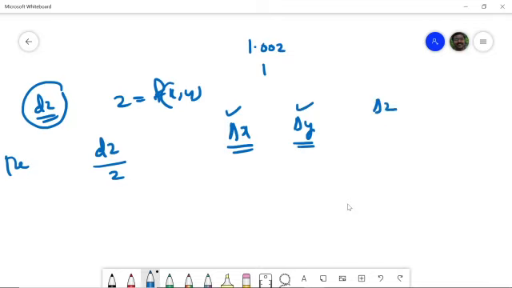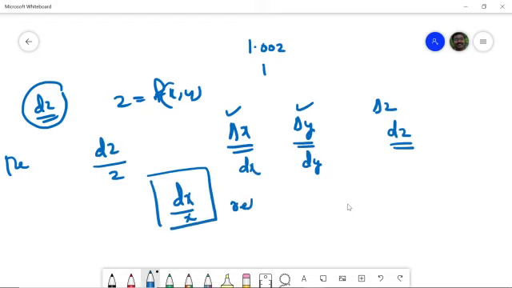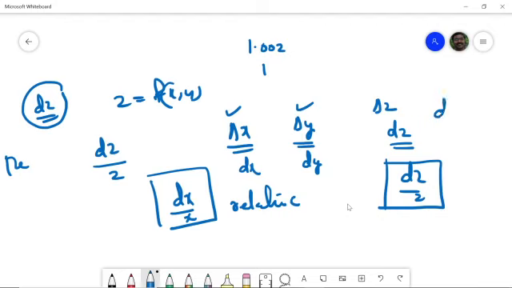Okay, so the error in x is approximated by dx, the error in y is denoted by dy, and the error in z is denoted by dz. So dx by x denotes the relative error. So dz by z also denotes the relative error. So they can ask you questions like find the relative error, or in a more common way they ask you to find the percentage error. Percentage error is nothing but dz by z into 100.